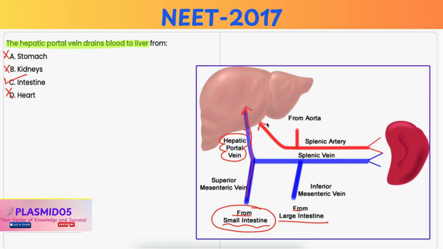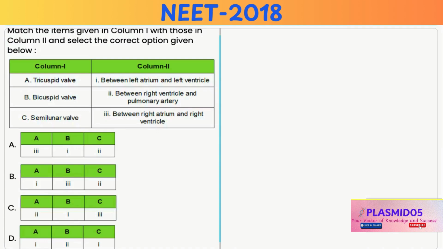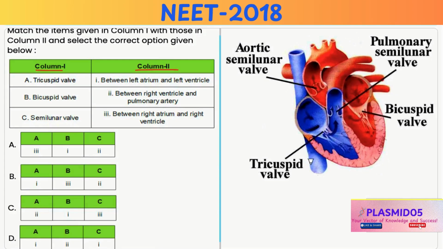In this question, you have to match the items given under column 1 with that of column 2. Now, tricuspid valves are atrioventricular valves present between the right atrium and the right ventricle. Thus, A matches with 3. Now, bicuspid valves or the mitral valves are also atrioventricular valves present in between the left atrium and left ventricle. Thus, B matches with 1.